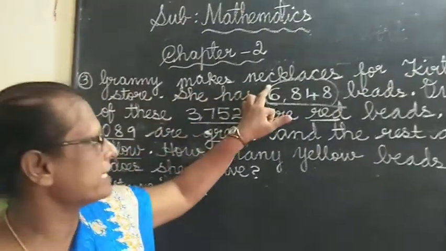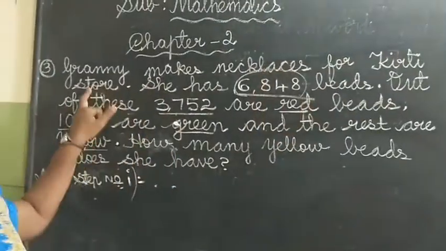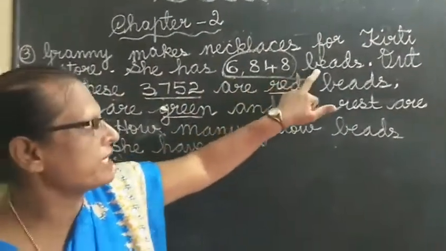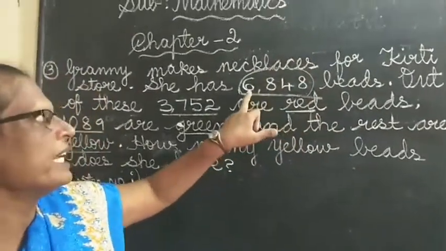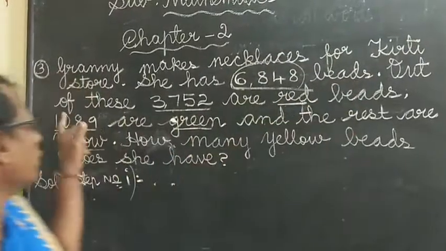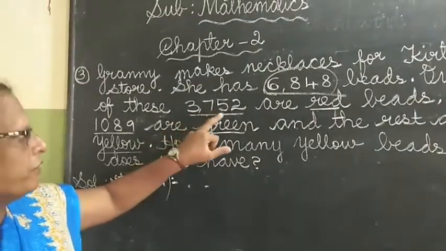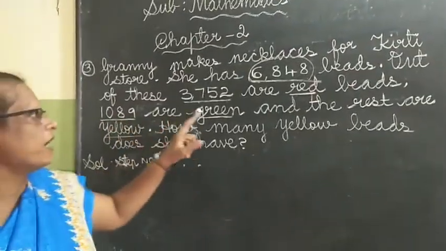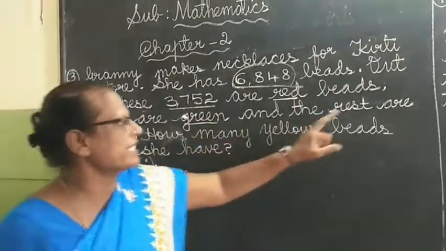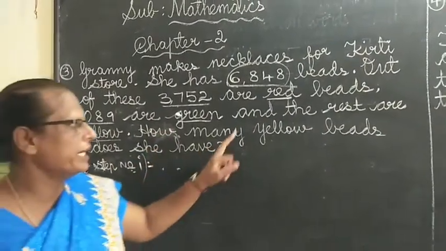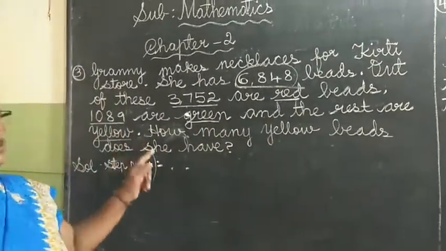Granny makes necklaces for Kirti store. She has 6,848 beads. So total beads how much, children? 6,848. Out of these, 3,752 are red color beads and 1,089 are green beads and the rest are yellow. So we have to find out how many yellow beads does she have.